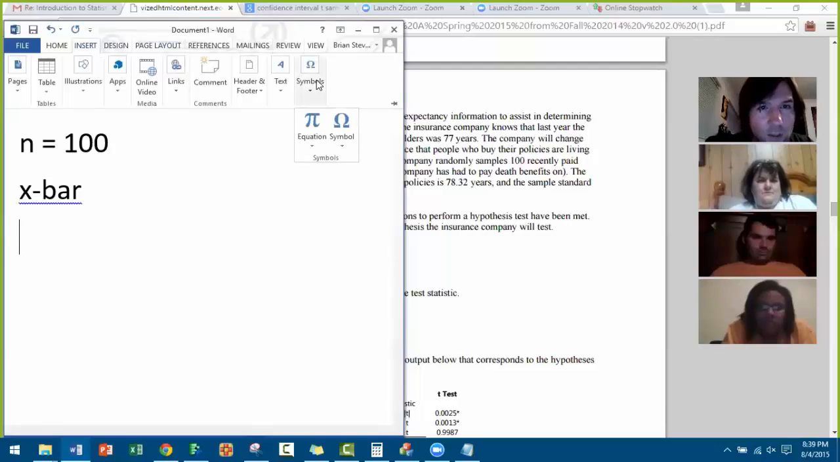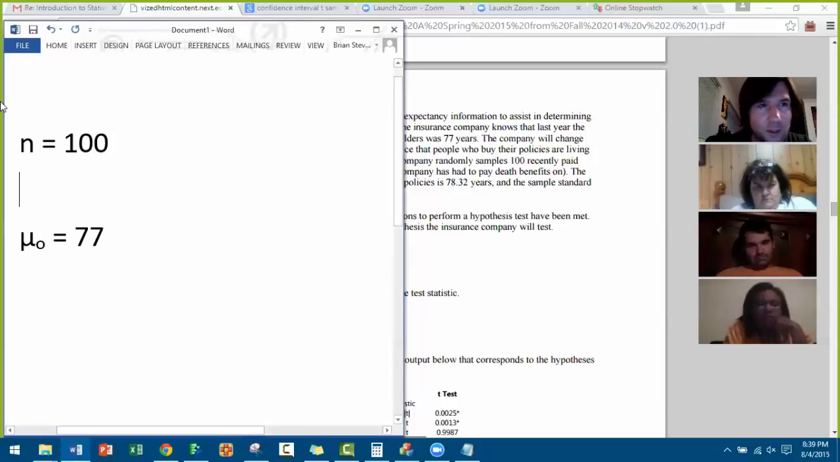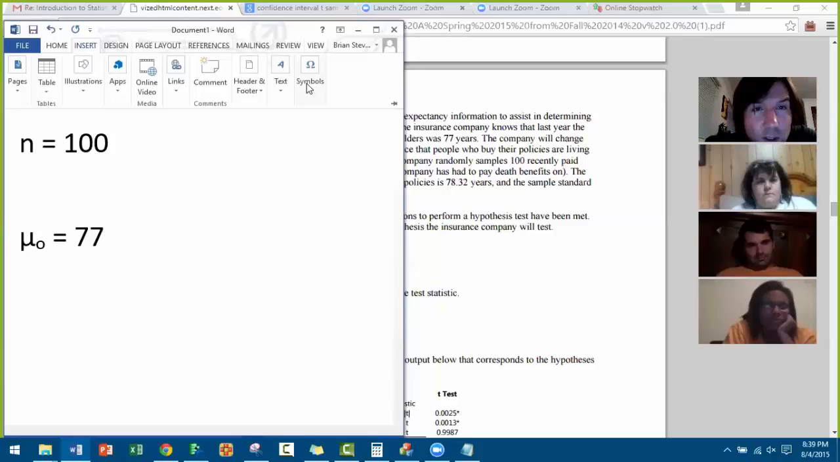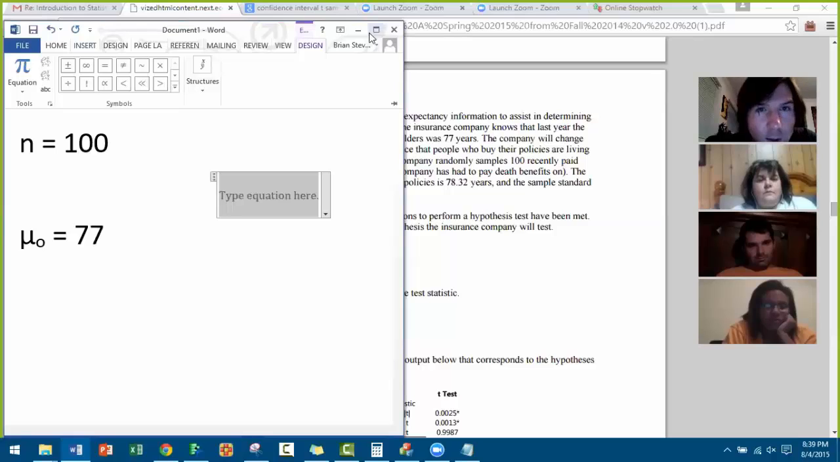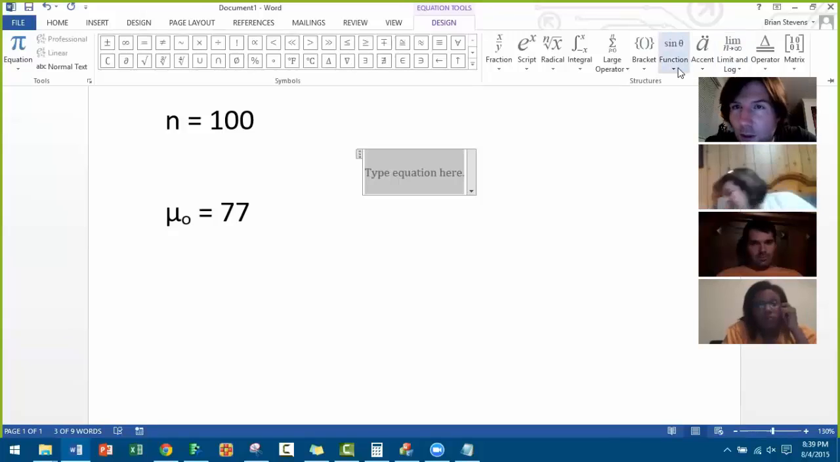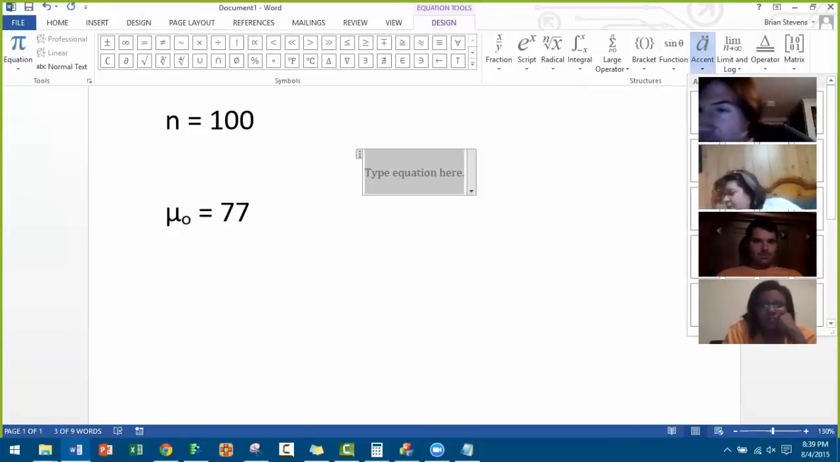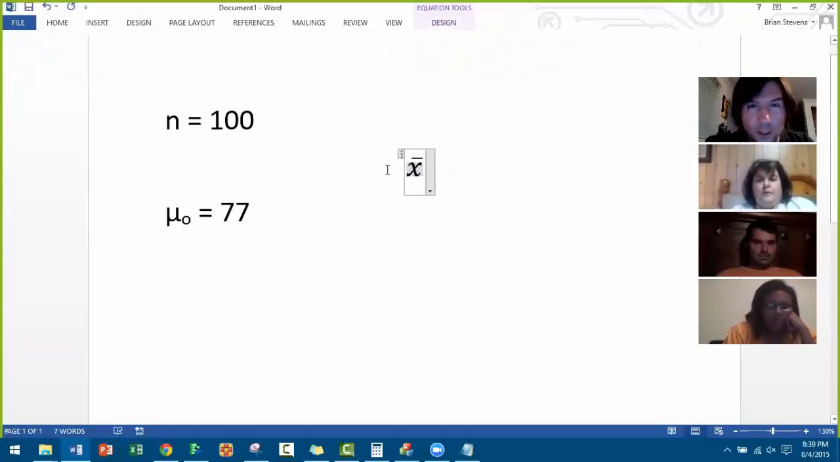Insert, symbols, symbol. And maybe I'll show you guys, there's a lot of neat things you can do. This isn't a Microsoft Word class, but if you want to, I had the hardest time doing things like x bar for a while. Insert, symbols, equation, design. Yeah, we're going to need to full screen this. Design. And then we need to go into, I know where it's at, give me a second. Accent. And where's my bar? There we go.